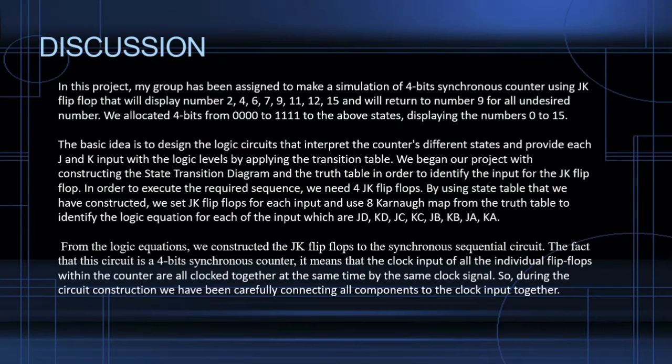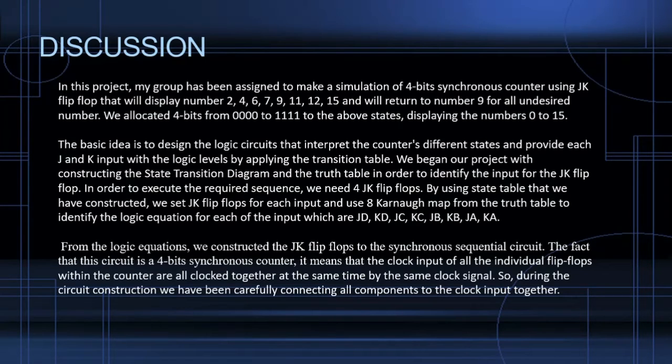So here the basic idea is to design the logic circuits that interpret the counter's different states and provide each J and K input with the logic levels by applying the transition table. We begin our project with constructing the state transition diagram and the truth table in order to identify the inputs for the JK flip-flops. In order to execute the required sequence, which are 2, 4, 6, 7, 9, 11, 12, and 15, we need 4 JK flip-flops.